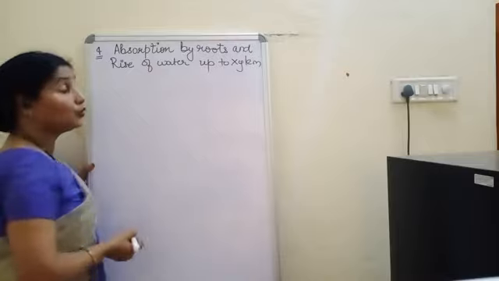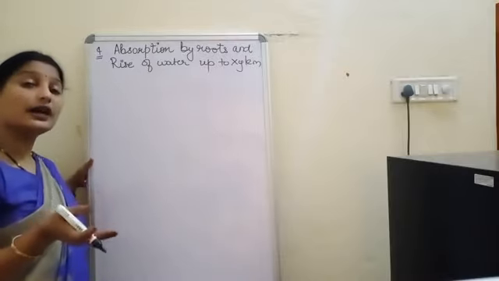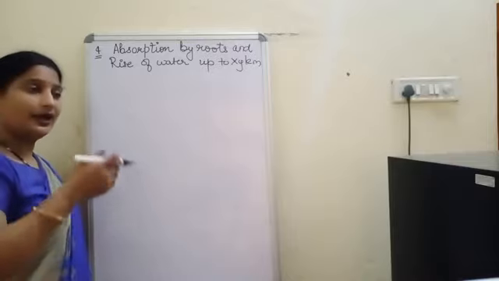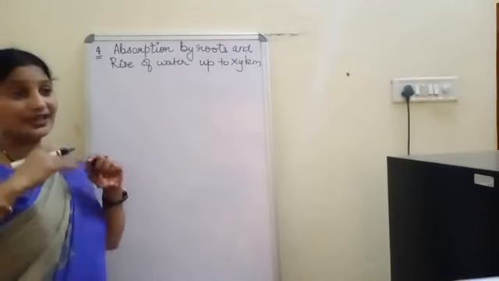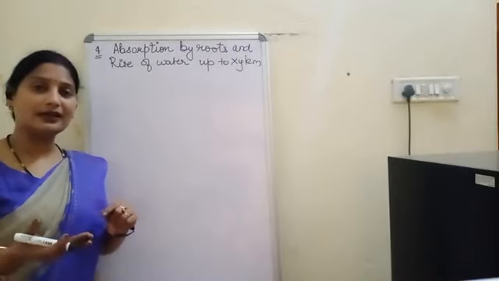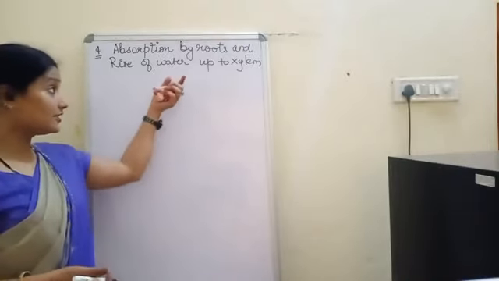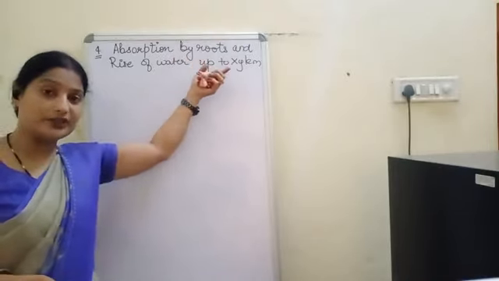Now, absorption by roots: how the roots are adapted to absorb water, and how this water moves inside the plant when it enters. Clear? So this is the main topic of the chapter.